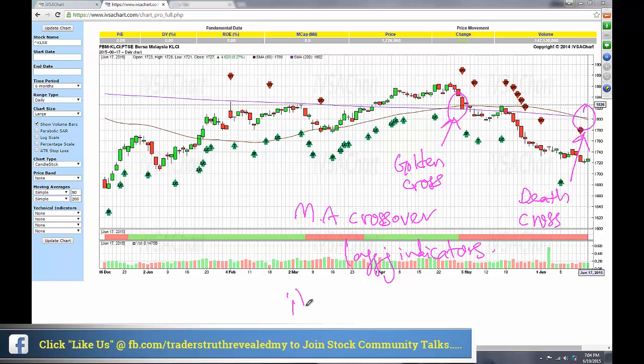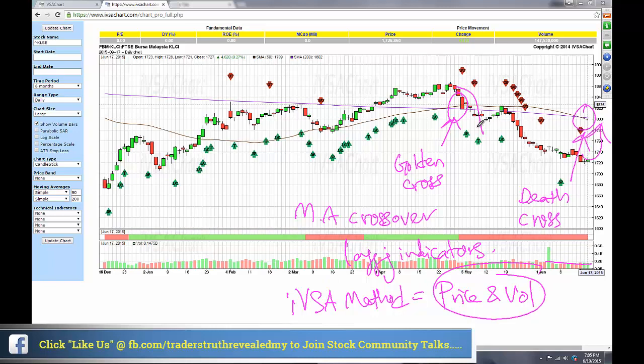Now, using the iVSA method, which is the price and volume method, we look at price and we look at volume. That will put you in the right way. So what we're trying to say here is: look at the price, look at the volume. That's all we want to see here. And you can see as soon as it got in, the market started to turn up, and the market turned down here. So you can see the two different ways the market behaved.